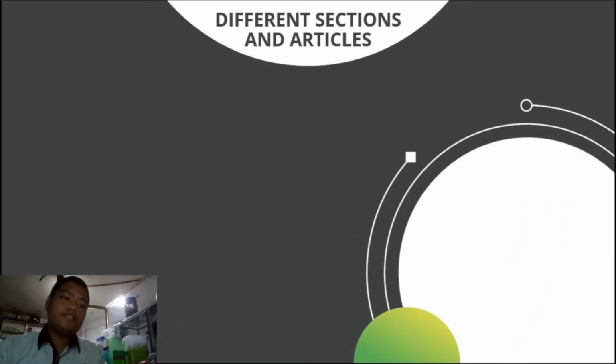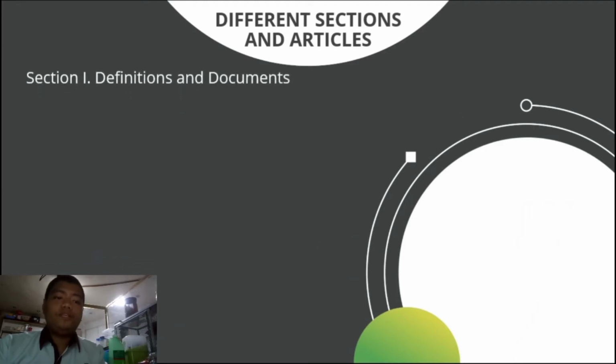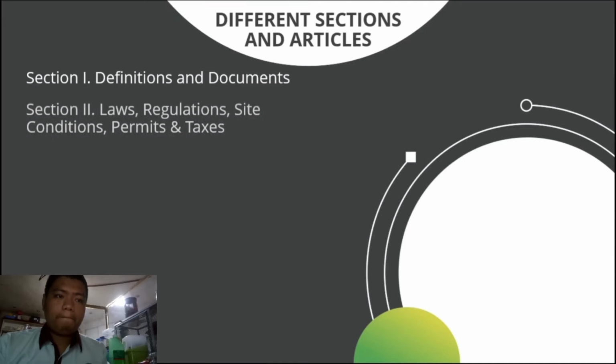Different sections and articles. CIAP Document 102 contains these conditions which are generally applicable to all types of construction contracts, to wit: Section 1, Definitions and Documents. Under it are Article 1, Definitions; Article 2, Execution, Correlation, Meaning of Terms, and Intent of Documents; Article 3, Drawings and Specifications; Article 4, Detailed Drawings and Instructions; Article 5, Shop Drawings.